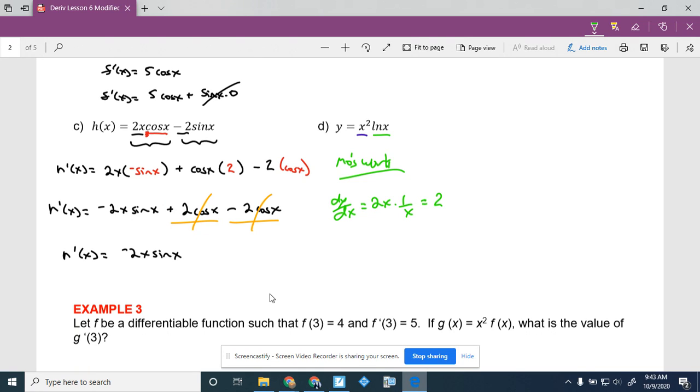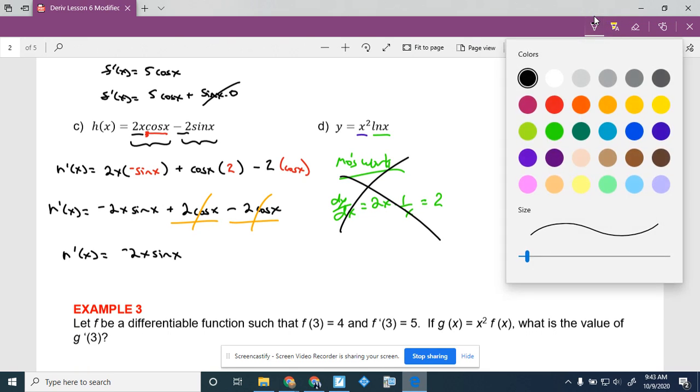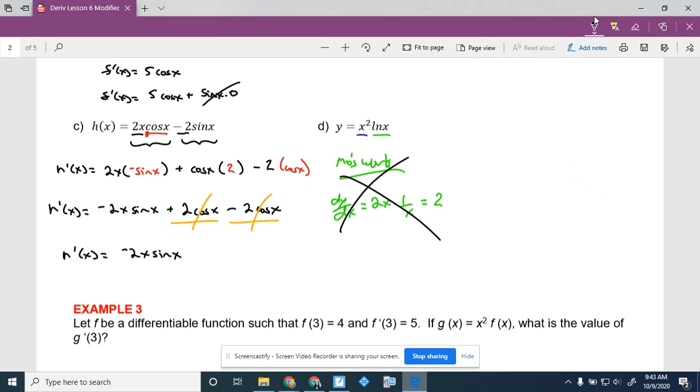All right, pause the video. Tell me why that is not right. All right, hopefully you're saying because the derivative of a product is not the product of derivatives. This is no bueno, right? If you have a product, you have to use the product rule when taking the derivative.